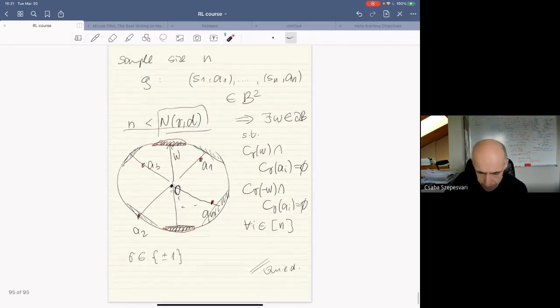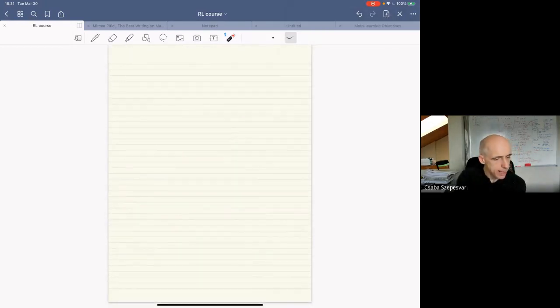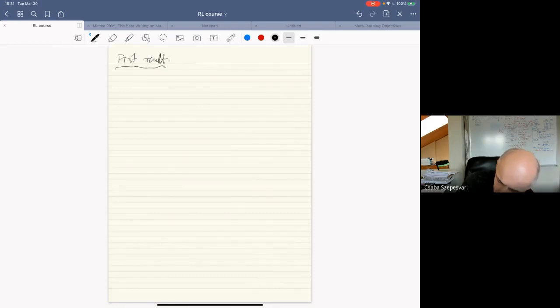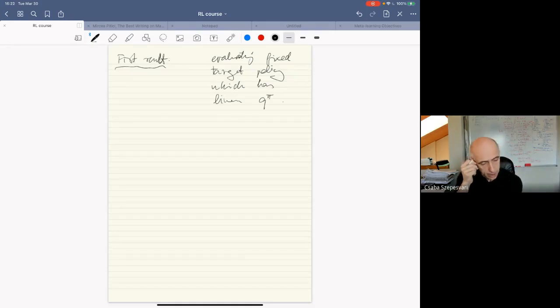All right, so that's the first result. The first result was for evaluating a fixed target policy, which is linear. And the next result is for the case where Q star is linearly realizable.